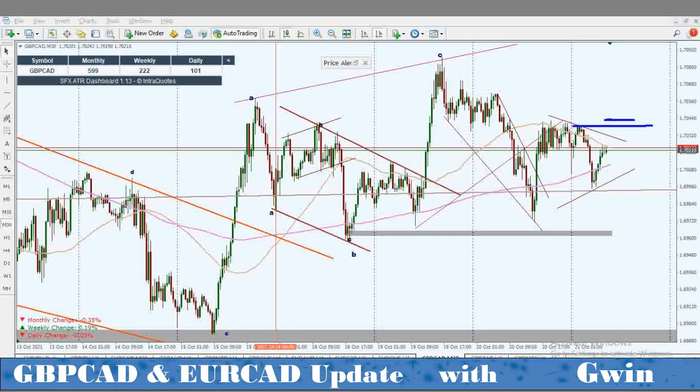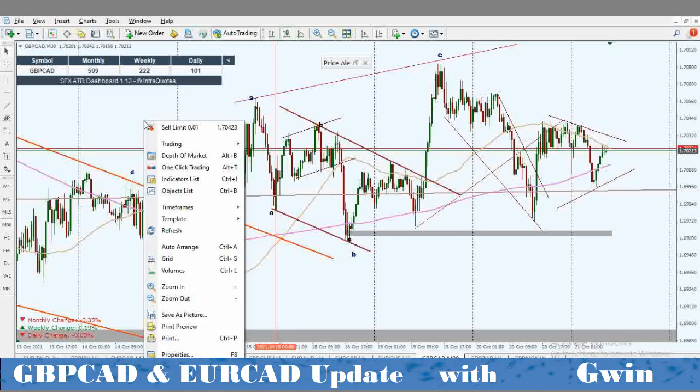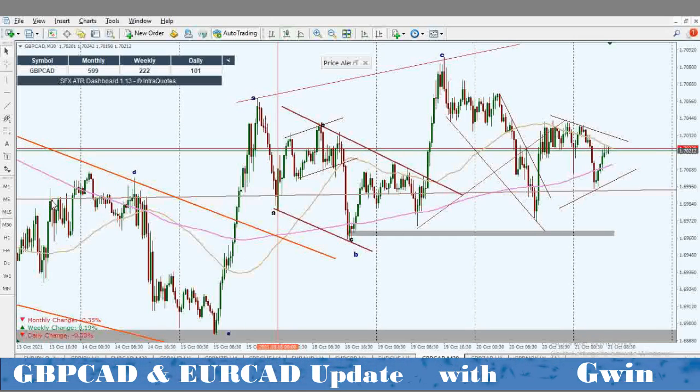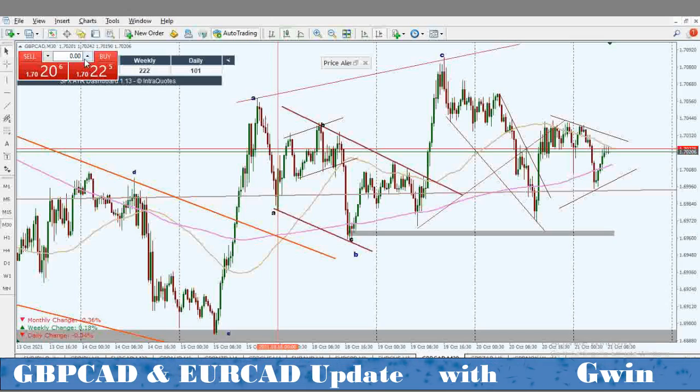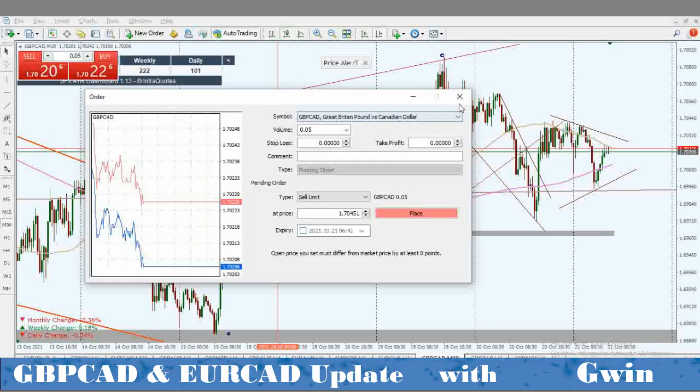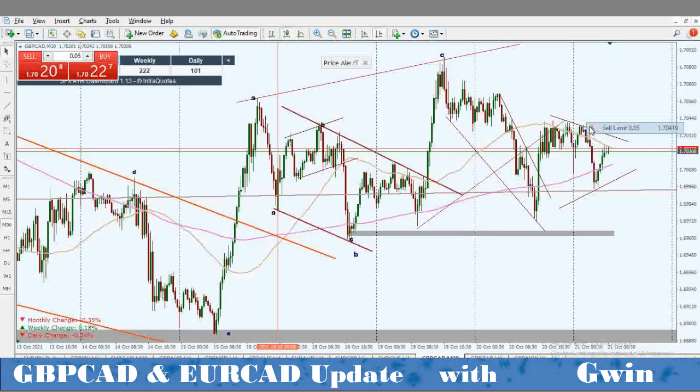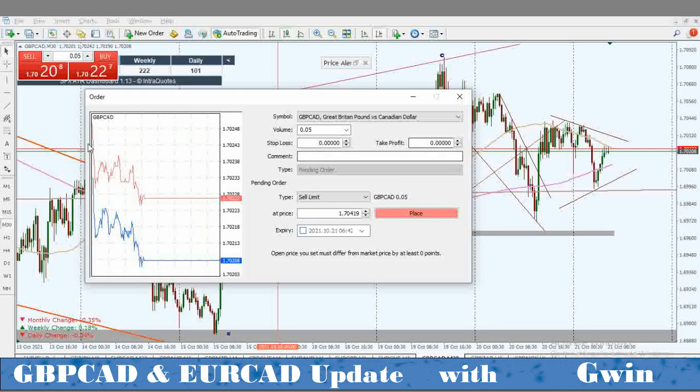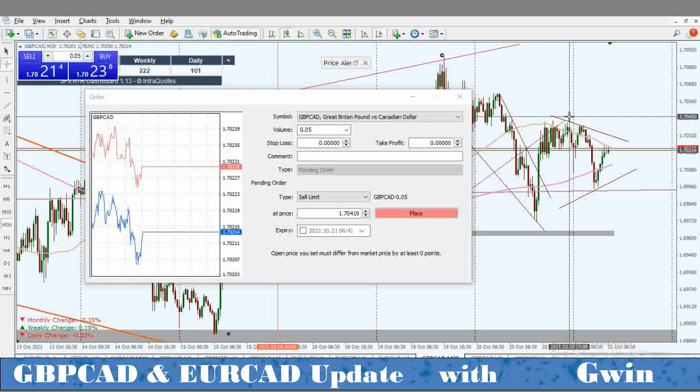So for this one here, I'm going to put a pending buy stop. I'm going to put a pending buy stop for this one as well. So we're ready to take those trades now. 0.05. I'm going to take this pending buy stop above that point there. So we're going to put it here, 1.7045.